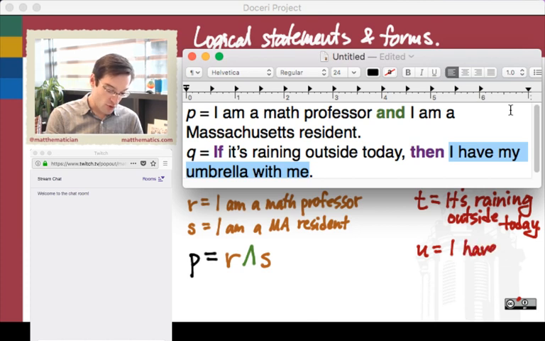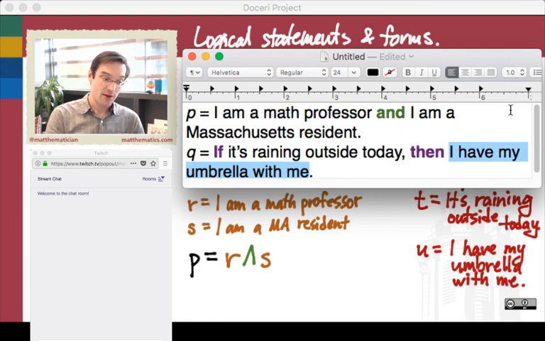Again, we have to define who is the I that's speaking here, what counts as an umbrella, what does it mean to be with me, is it okay if it's in my car instead of in my office, whatever. We'll assume that we agree on all those things. And if we agree on all those things, then objectively we can assess the truth of that logical proposition.